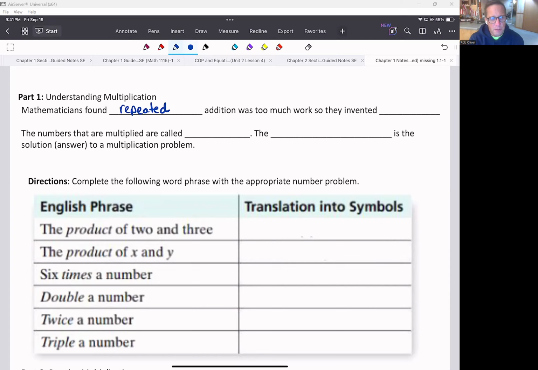there is evidence, especially in ancient civilizations, that they were doing this repeated addition, like adding a number over and over and over again. Like they wanted to do 37 times 6. They did 37 plus 37 plus 37 plus 37. Somewhere along the way, multiplication was devised, and that made that whole process of repeating an addition problem kind of obsolete. However, you could still do it that way, right? But mathematicians found repeated addition was too much work. So yeah, they invented multiplication.